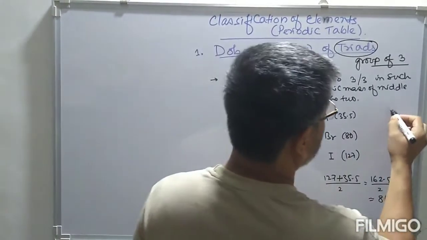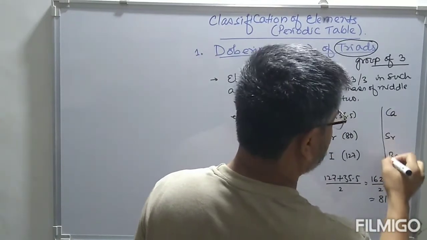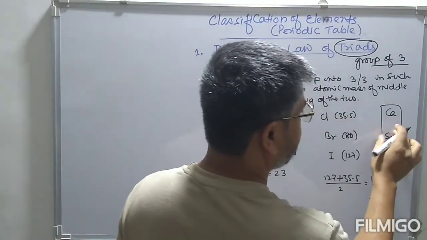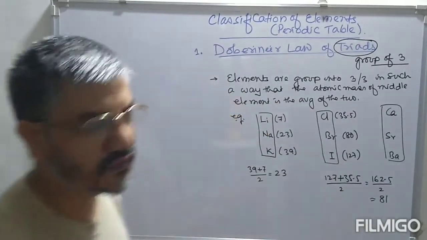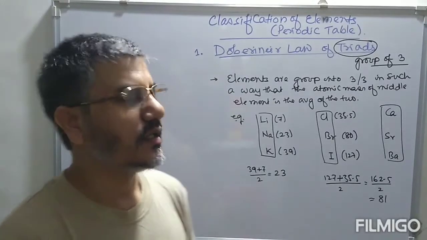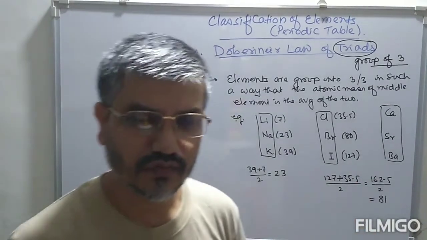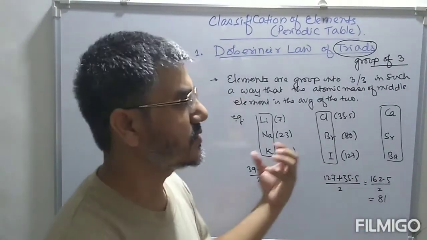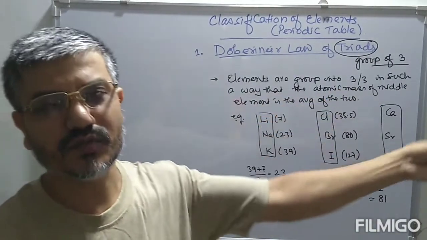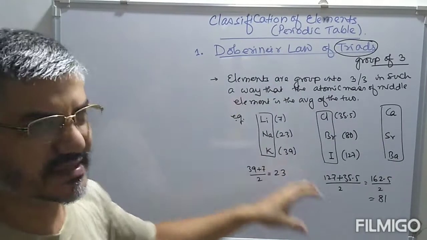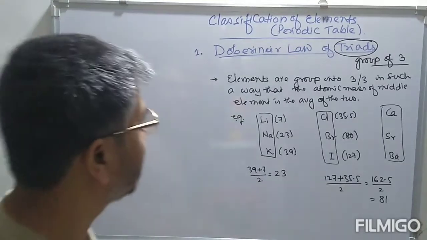In this way we have calcium, strontium, barium. The atomic mass of strontium is the average of calcium and barium. So this is what we call Dobereiner's law of triads. Now look at this: it is applicable for very few elements and not for all the elements. It was limited to a very small group of elements, so this could not be accepted.